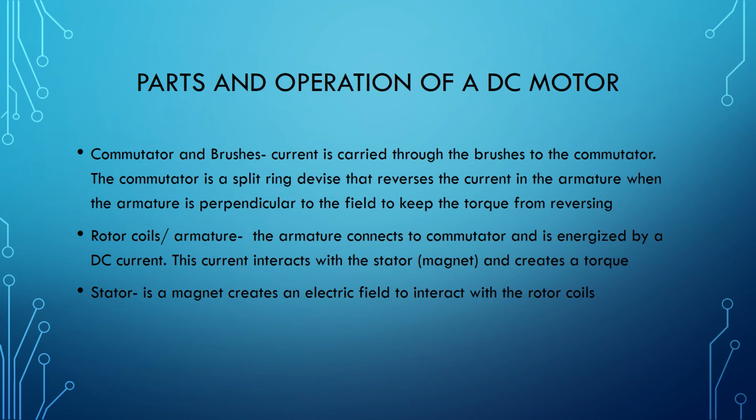The magnetic field is provided by the stator, which is a stationary magnet. This magnet creates a magnetic field which interacts with the current in the coil and creates the torque. And that torque turns the shaft, which can then be used to perform a job, thus turning electrical energy into usable mechanical energy.